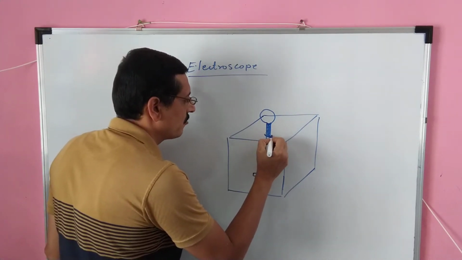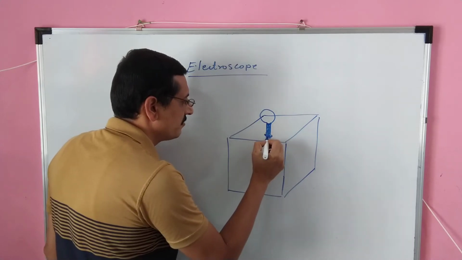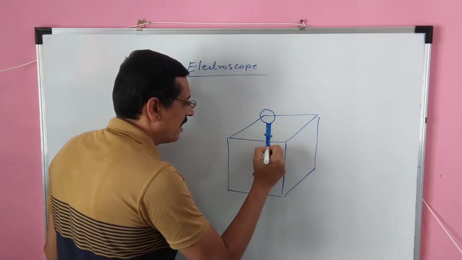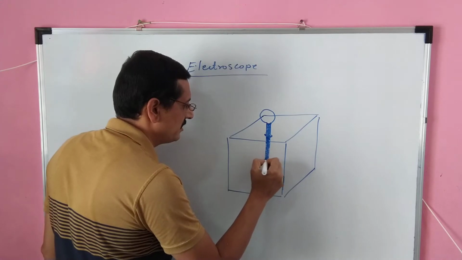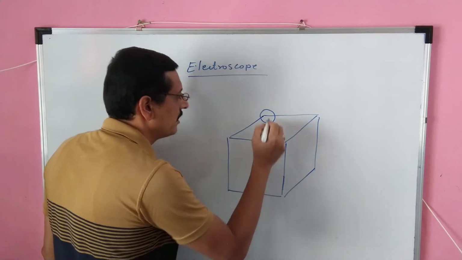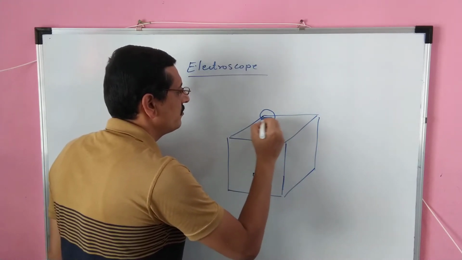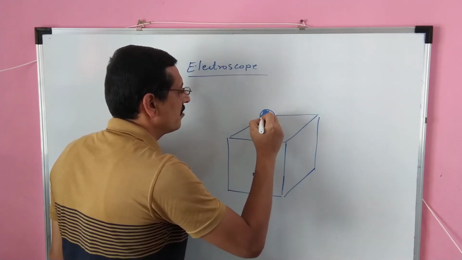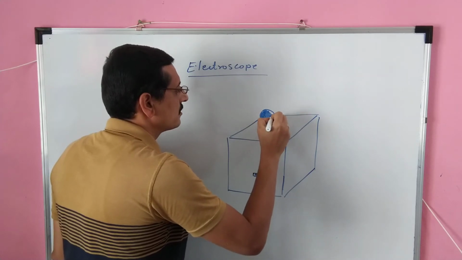Here a cork is fitted, and a hole is made in it, and the rod is passed through this. So now this part is inside this glass box like this. This is a knob, you can call it a metal bob, like this.